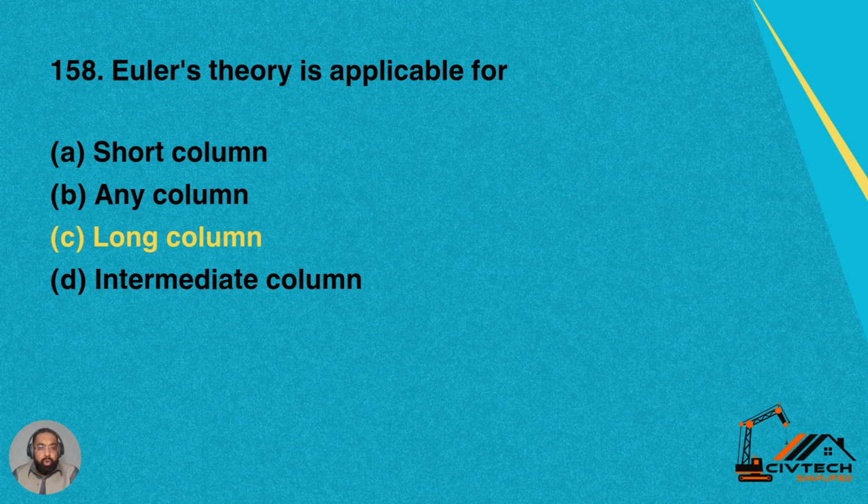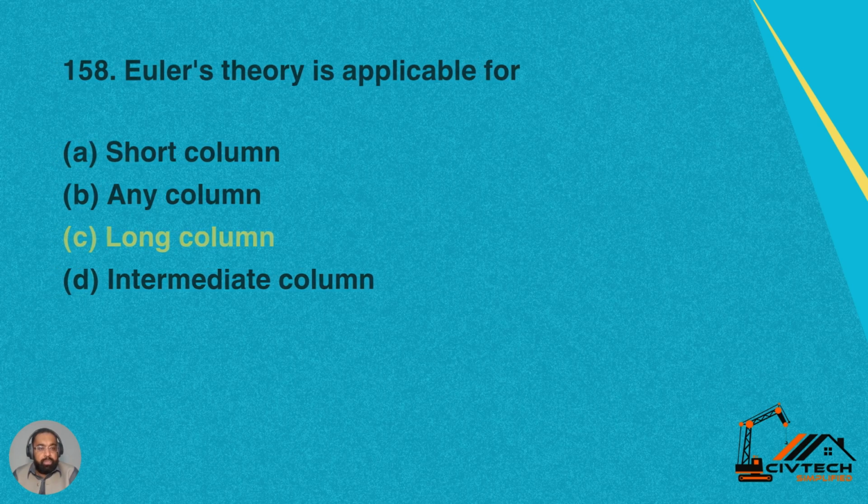Question 158. Euler's theory is applicable for option A, short column, option B, any sort of column, option C, long column, option D, intermediate column. So Euler theory is applicable for longer columns. C is the correct answer for this question.